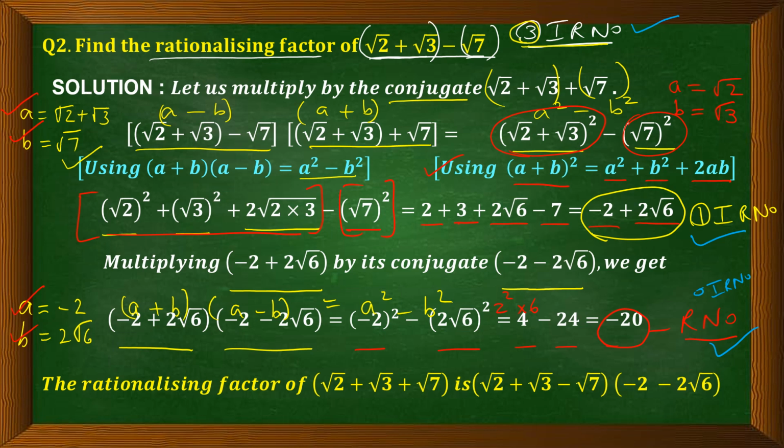Now to solve the given expression and to reduce it into a rational number, we have multiplied by the two conjugates. That is our rationalizing factor. So rationalizing factor of the given expression is root 2 plus root 3 minus root 7, which was the first conjugate. Yes, this was the first conjugate, and second conjugate was this one, that is minus 2 minus 2 root 6, right? So multiplication of both of these is the rationalizing factor of the given expression.